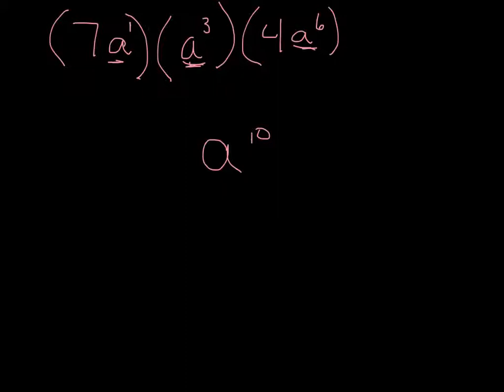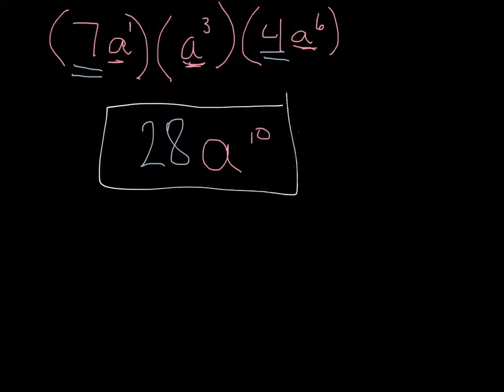And now we can look at 7 times 4 and multiply those together. And 7 times 4 is 28. And that's our final answer, 28a to the 10th. Is that making sense? I hope so. Let's try another one.